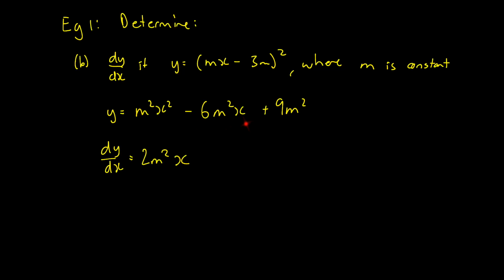Okay, now in the second term, again, the exponent of the x is 1. We multiply it to the coefficient, which is minus 6m squared. So then our new coefficient will be minus 6m squared. And x to the 1, we subtract 1 from its exponent, which becomes x to the 0, which is just 1. Okay, then the 9m squared is a constant on its own, so its derivative is 0. Remember, the derivative of any constant is 0. So that is our final answer. That's our derivative.